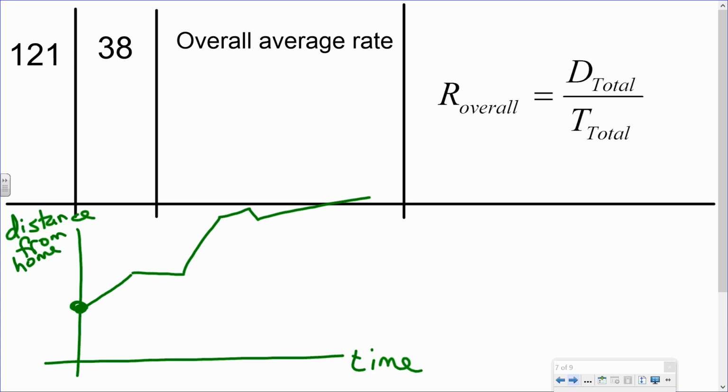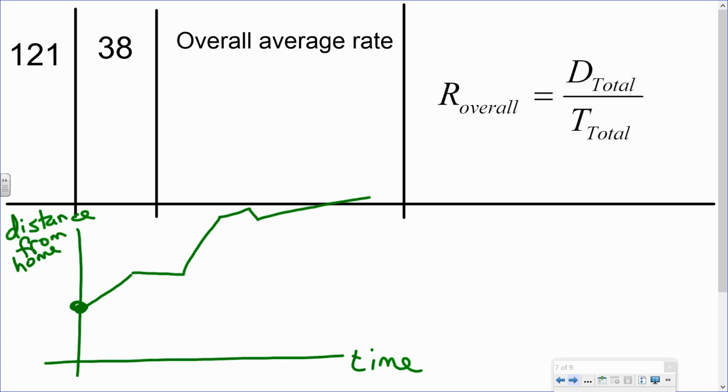Okay, for this part where I was stopped, what is my speed when I'm stopped? 0, so my rate is 0. What's the slope for that flat part? 0. The slope is your rate of change. It is your speed, your distance over your time.